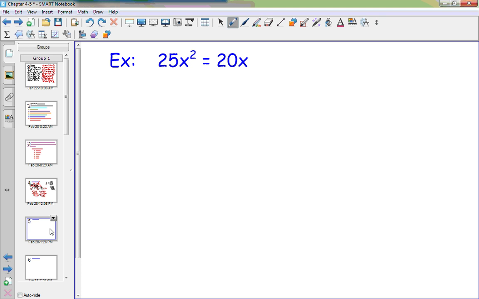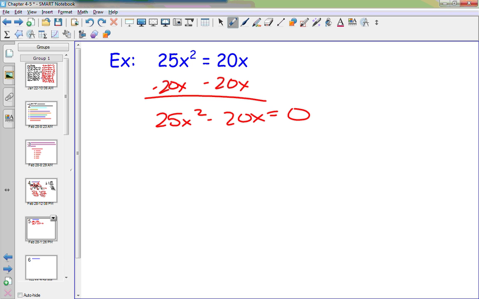Okay, step one. I need to make it equal to 0, so how do I do that? By subtracting 20x. Gentlemen, I'm going to make someone come up here and teach if you don't stiffen your lips. 25x squared minus 20x is equal to 0.